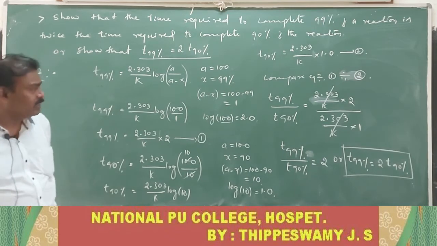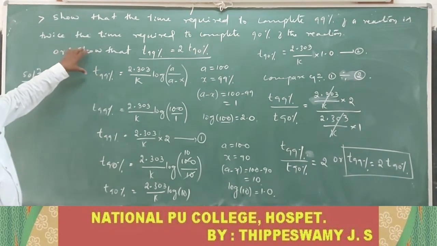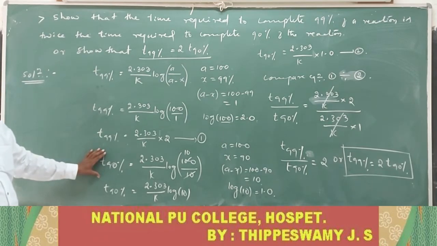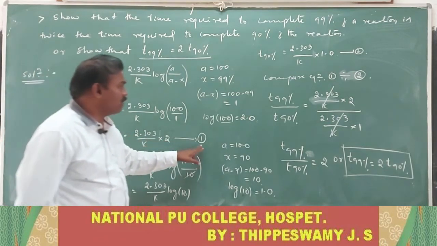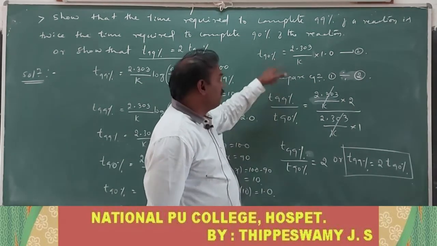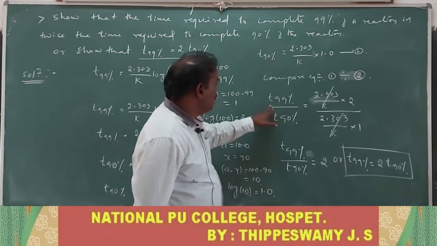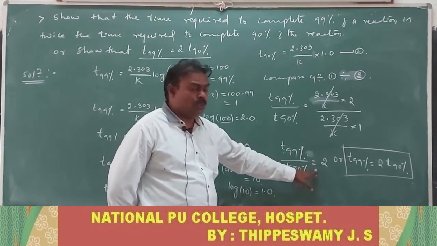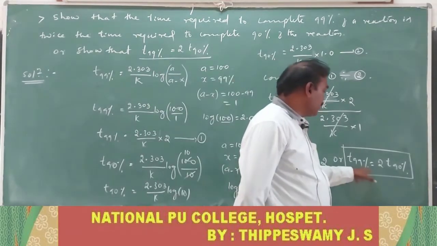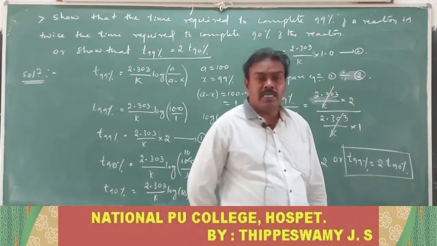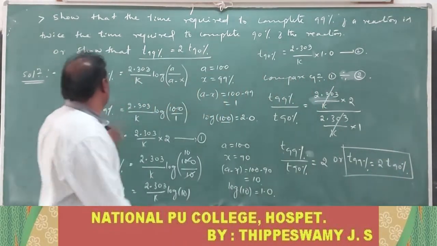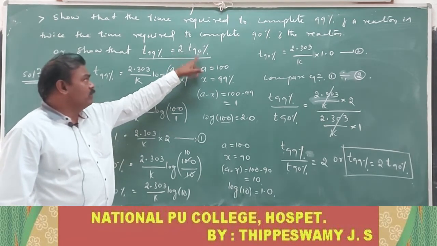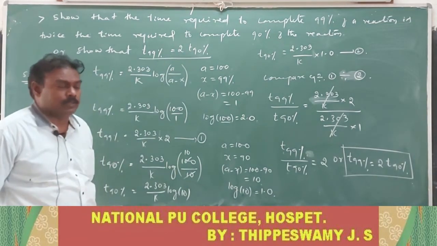Following all of you? Nothing, just go through the concept. What is the T 99% and what is the T 90%? That is according to first order kinetics. You should know equation number 1 and equation number 2. Divide equation 1 by equation 2. Then accordingly you get T 99% by T 90% is equal to 2, or it may be T 99% is equal to 2 into T 90%. This shows that T 99% of the reaction is equal to 2 into T 90% of the reaction. Okay.